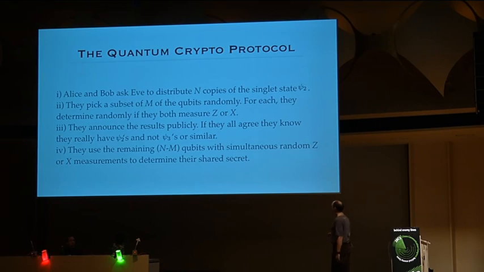And then they announce the results publicly. If they agree, they know they really have psi 2s and not the ones with the third copy. And then they can use the remaining qubits and do the measurement, both of x or both of z, without announcing the result, as their shared key and run their classical one-time pad crypto protocol on this. Okay, so that is important.